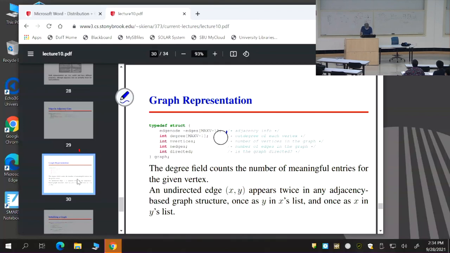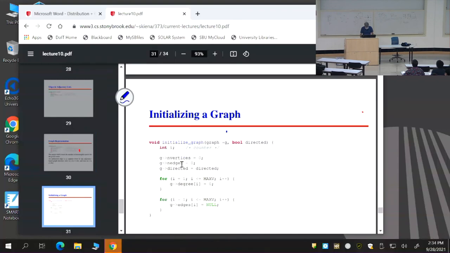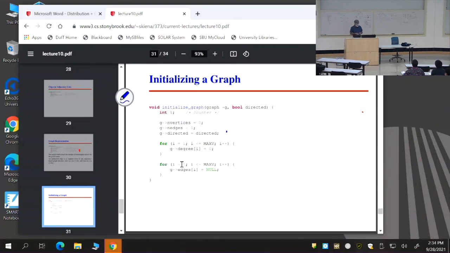Once you've got that, what else can I tell you about the implementation? Here's how I initialize a graph. It starts out as n0.